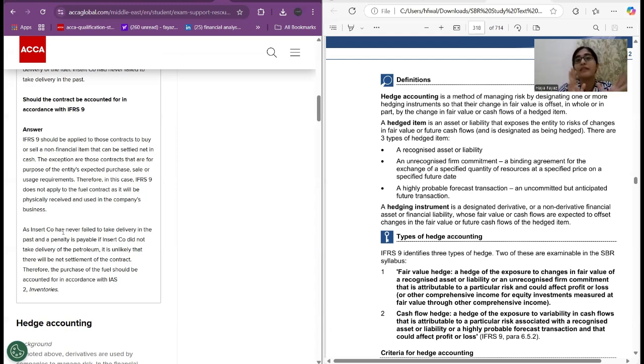But this is the third reason that you should try to state, because every possible thing that comes from the scenario, that is an evidence, should be collected, and therefore the conclusion should be made in the SBR paper that okay, this is the reason why this is not a derivative, and IFRS 9 won't be applied. And therefore, IAS 2 will be applied, where you will accept the item.